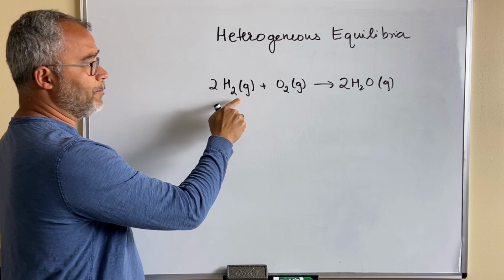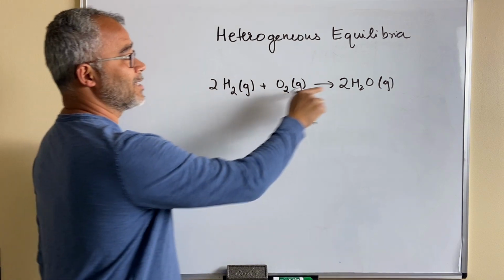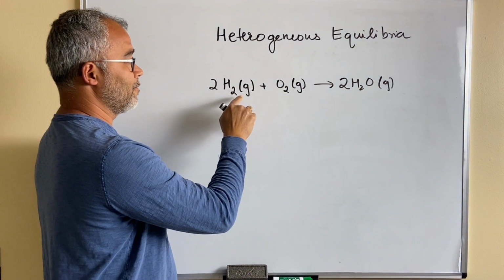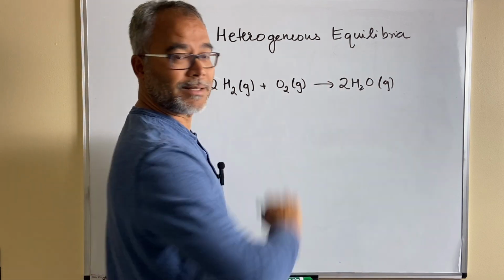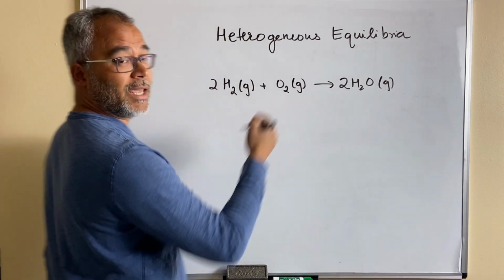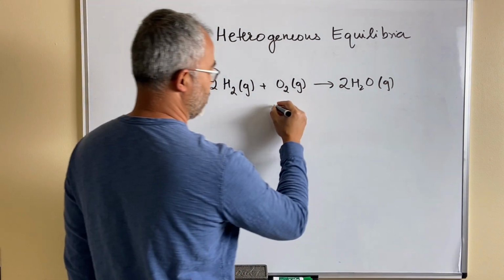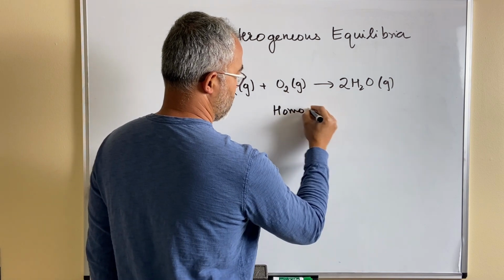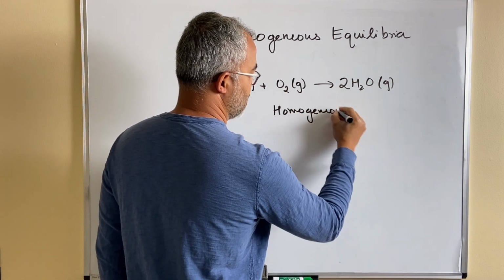Now notice carefully, in this reaction, everything is in the same phase. So you have gas, gas, and gas, okay? This would be an example of homogeneous equilibrium. Homogeneous because everything is in the same phase.